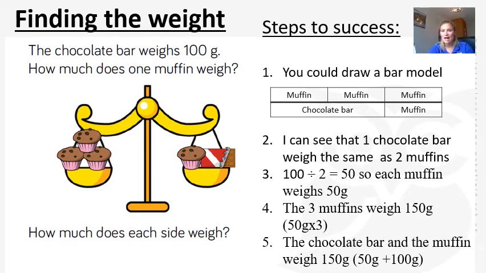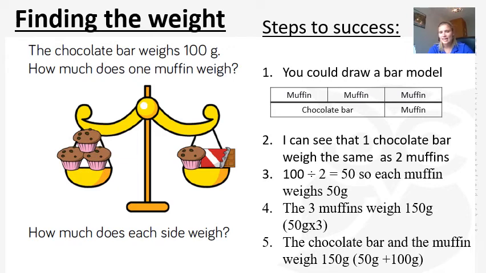So in order to find out how much each muffin is worth, we need to do 100, because that's how much the chocolate bar weighs, divided by 2, because I know 2 muffins are the same as 1 chocolate bar, which would get me the answer of each muffin would weigh 50 grams.